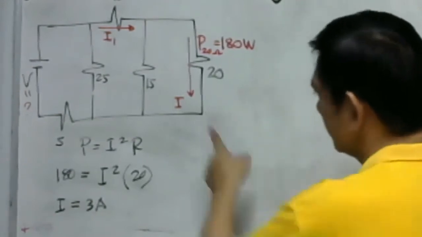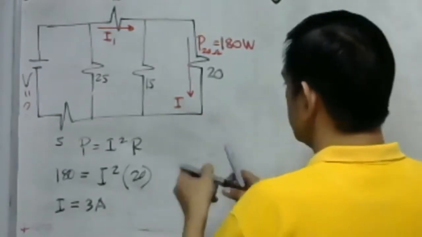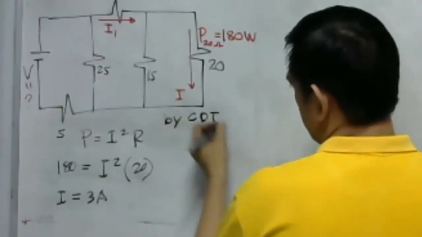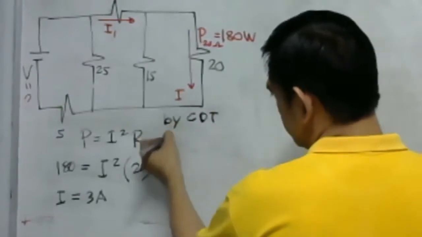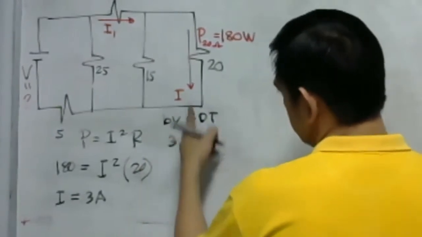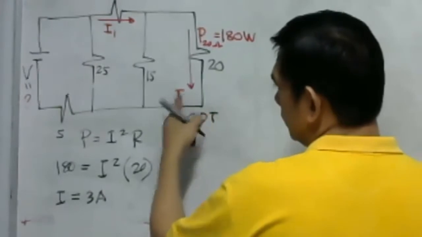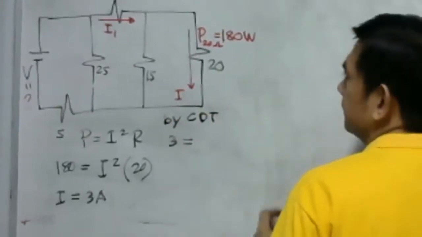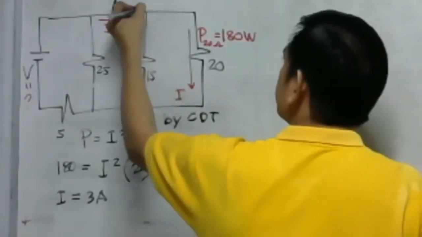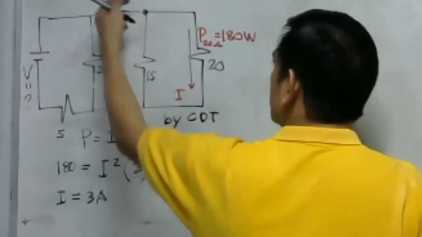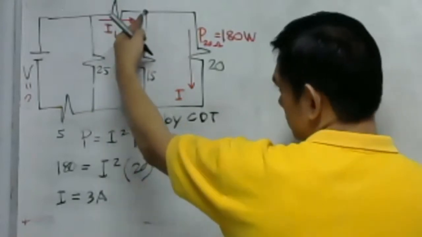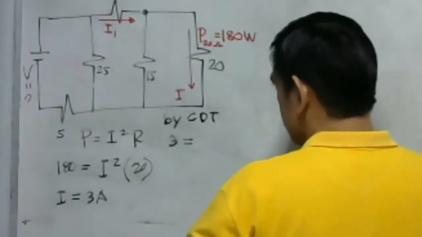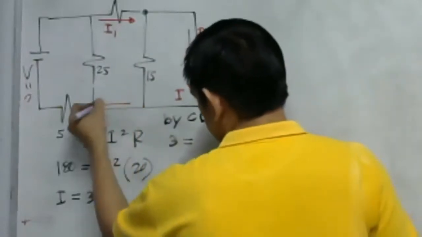What is our current I? Again, by the current divider theorem, we have here our 3 amperes. That is equal to the resultant current, which is the current that will be entering this node. And if this is I1, this is also I1.